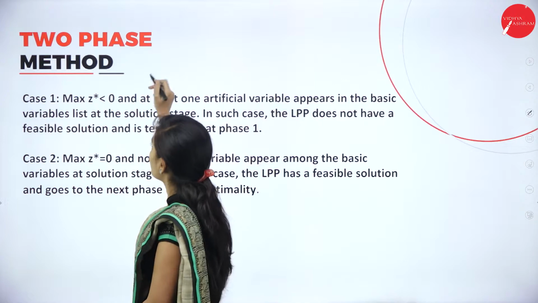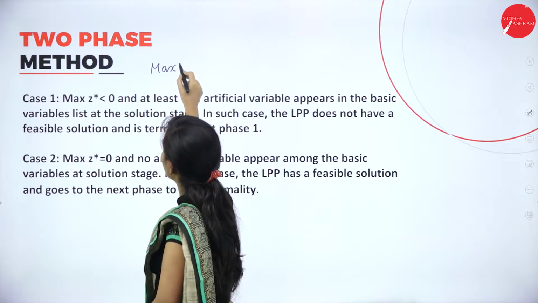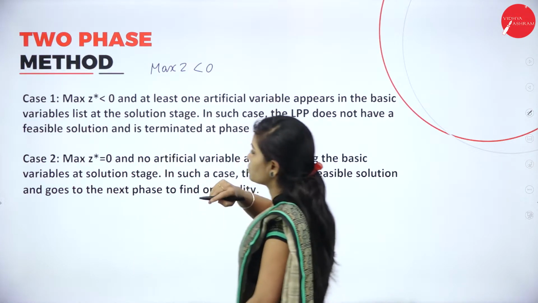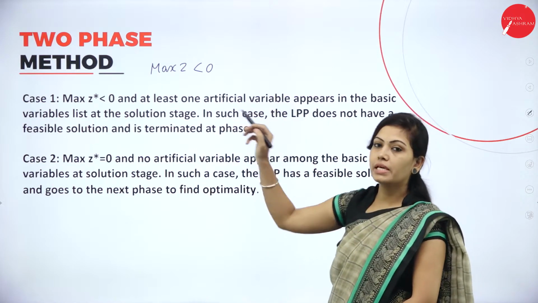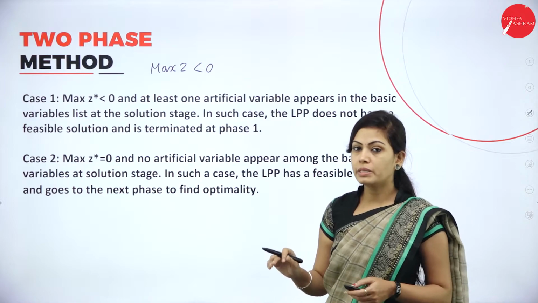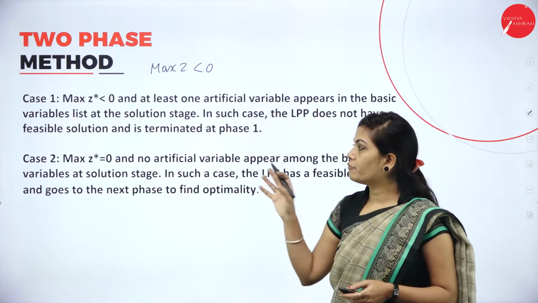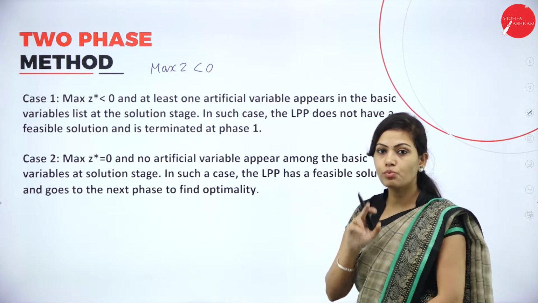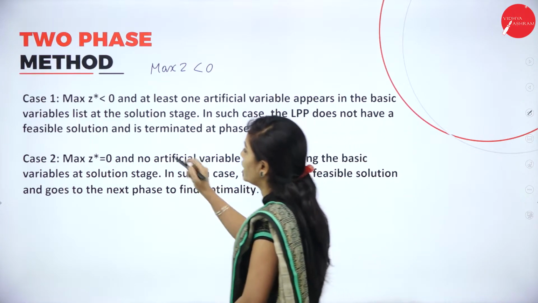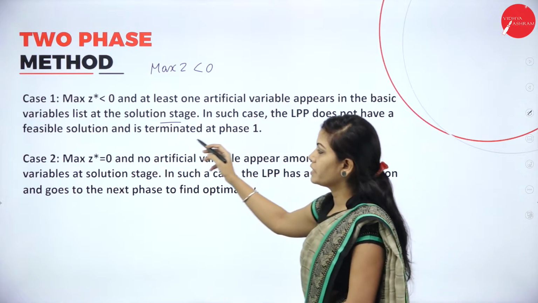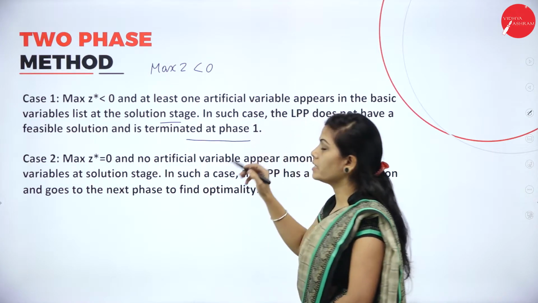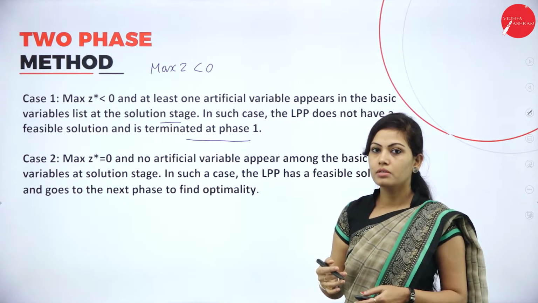And next is case 1. In case 1, max z should be less than or equal to 0 and at least one artificial variable appears in the basic variables. So in two-phase method, in phase 1, we have to represent at least one artificial variable at the solution stage. In such case, the LPP does not have feasible solution and terminated at phase 1.